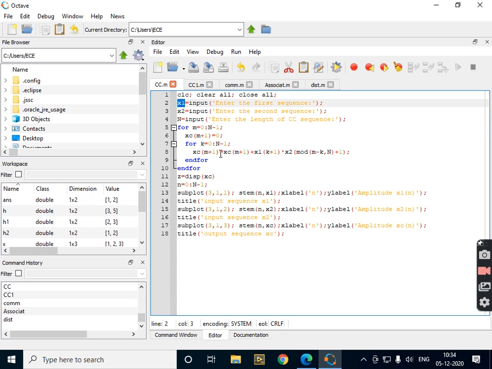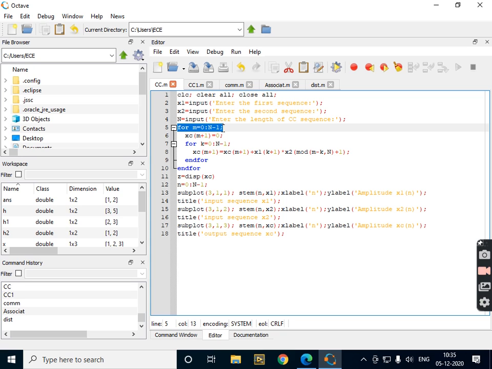Now we'll take the two sequences from the user itself. X1 input, enter the first sequence. X2 input, enter the second sequence. And how many point circular convolution has to be computed? Now it will also be taken from the user itself. N equals to input, enter the length of circular convolution sequence.